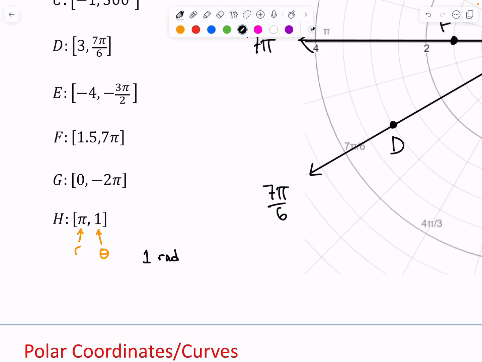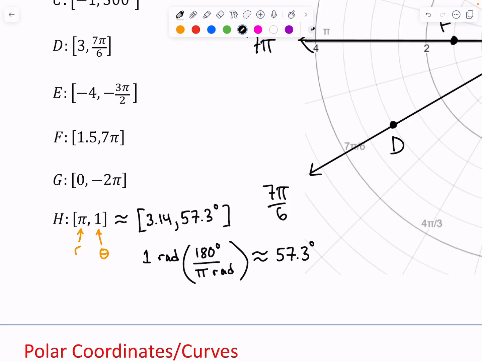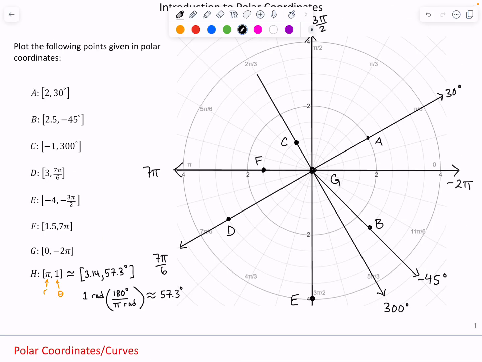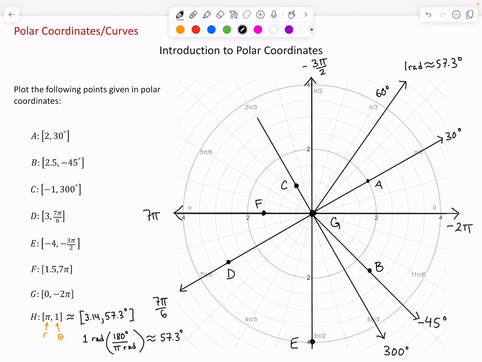Let's convert this to degrees. Multiply by the converting factor. 180 degrees corresponds to pi radians, which gives us about 57.3 degrees. So this point, pi is about 3.14, and 1 radian is about 57 degrees. So to plot this point, we focus on that angle first. Well, pi thirds is 60 degrees, so we're a little bit less than that. And then we go approximately 3.14 units away from the origin. Well, here's the 3 mark, so go a little bit past that, and we have point H.